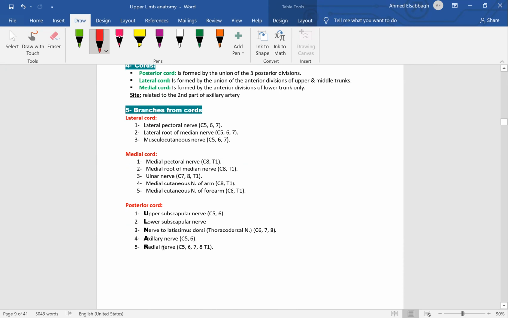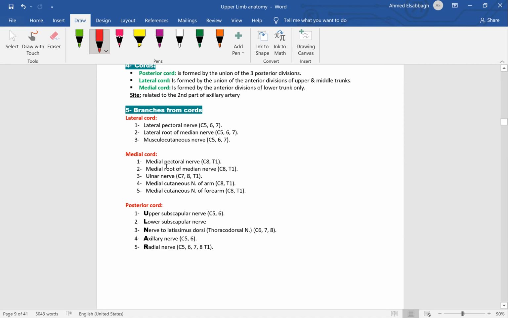But please take care, the ulnar nerve is not from these branches. The mnemonic is only the ULNAR, but ulnar nerve is a branch from the medial cord. This is the ulnar nerve. Never forget this. What are the branches of lateral cord and what are the branches of medial cord?